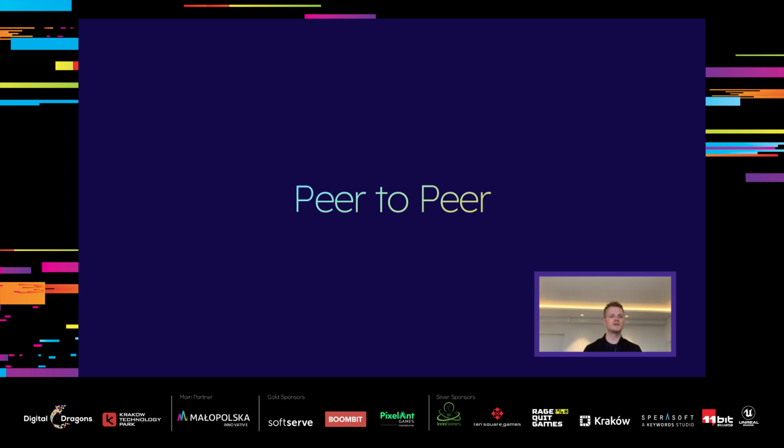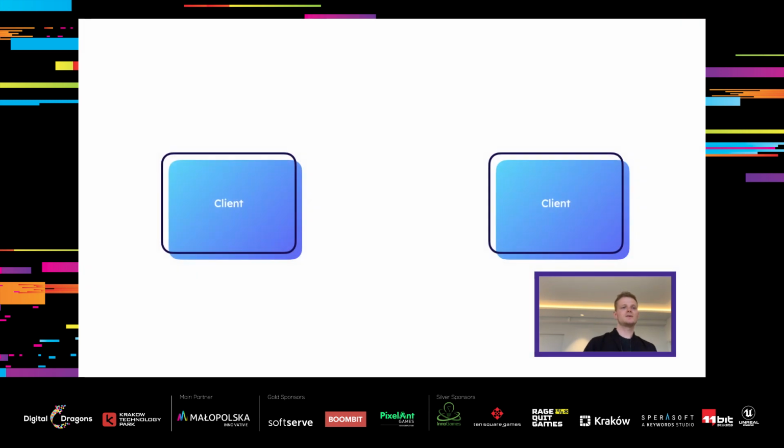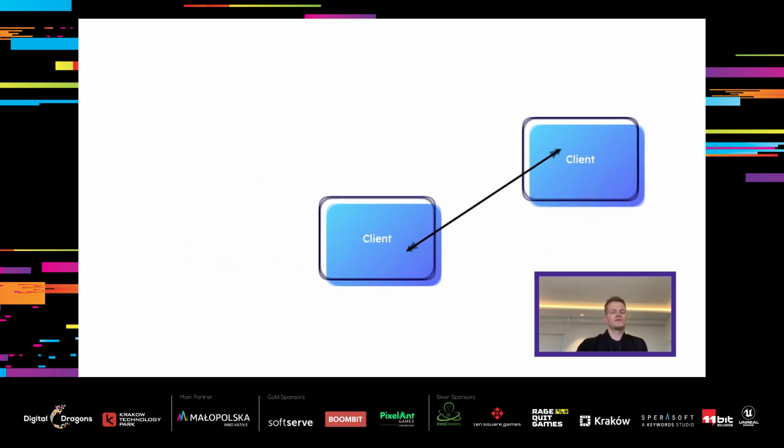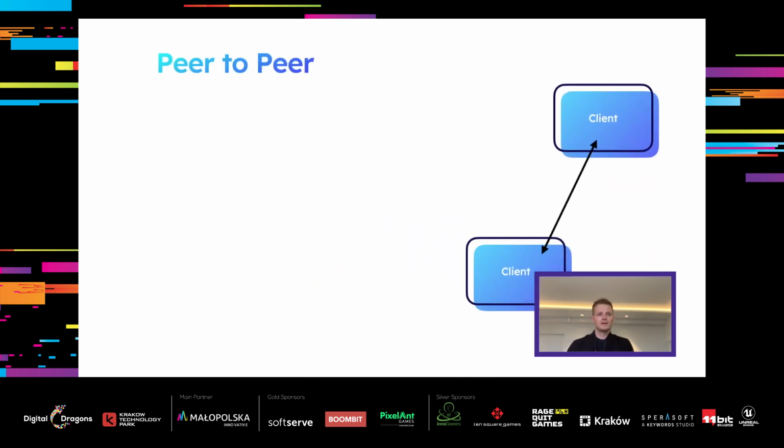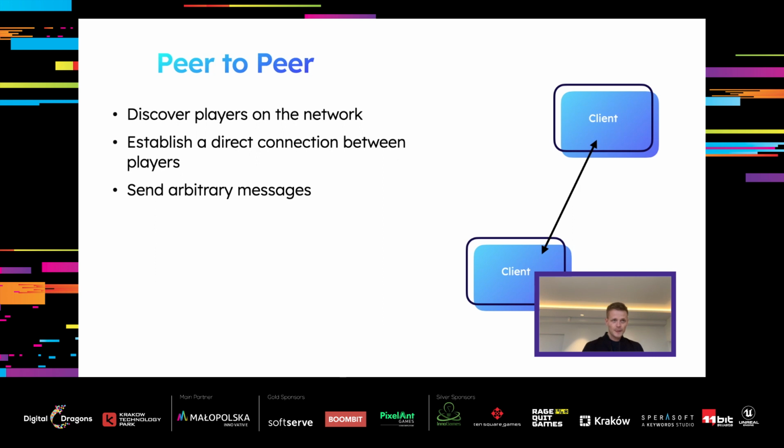which is the easiest that comes to mind, which is obviously peer-to-peer. So the most simple possible idea: you have two clients, and you connect them, sending messages from one to another. And obviously, you'll need to discover players on the local network. You have to establish this direct connection between them, and you can send arbitrary messages.